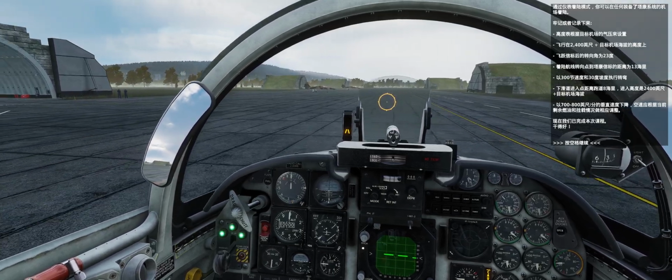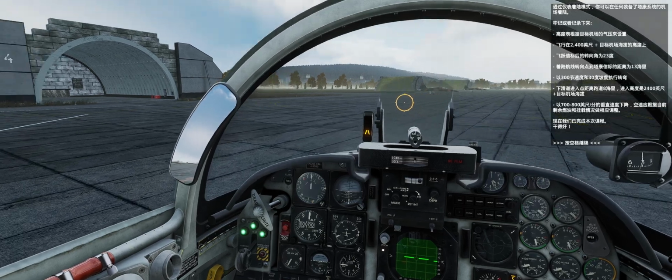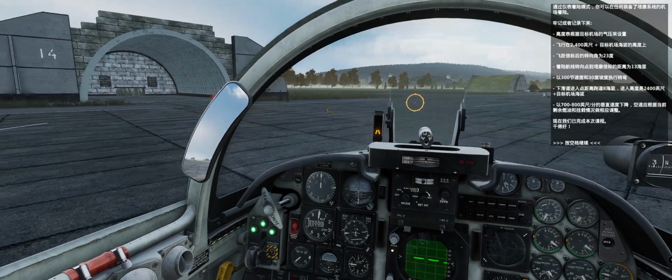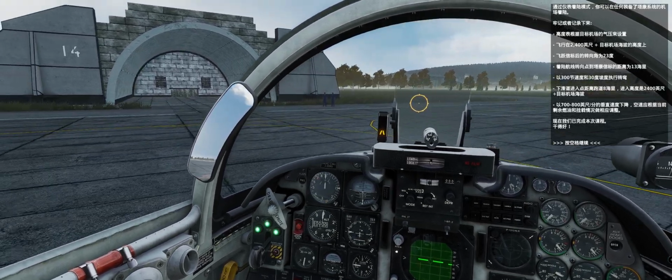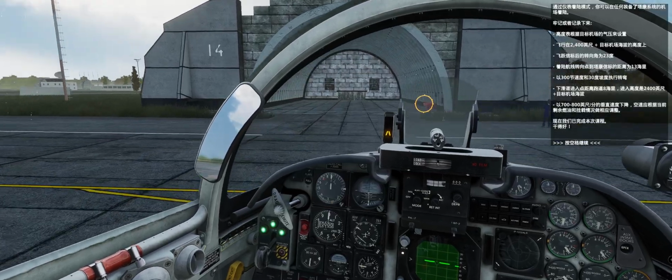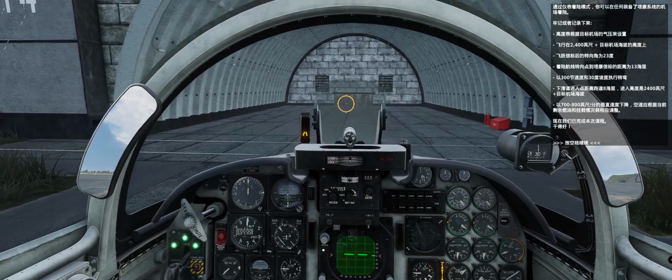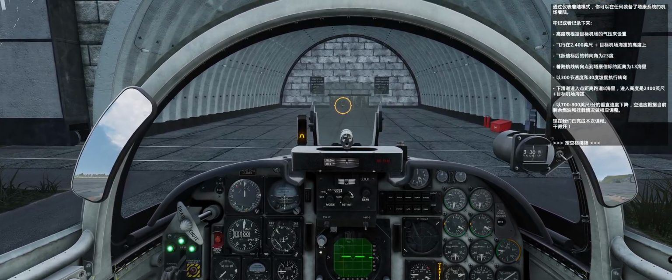Distance to the turn point towards the landing course is 13 miles. Turn is performed at 300 knots with a 30-degree bank. Glide path entry point is 8 miles from the runway threshold at an altitude of 2,400 feet plus airfield altitude.